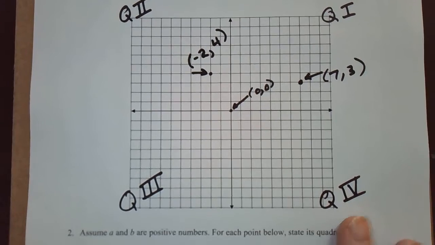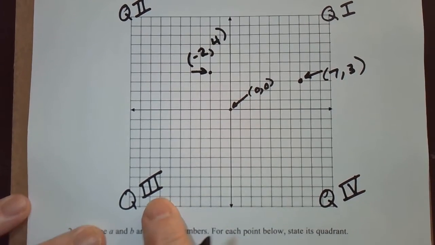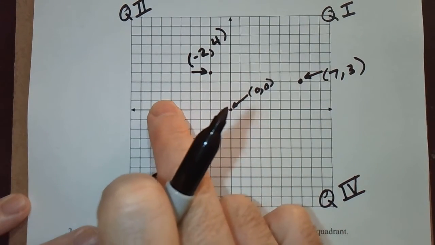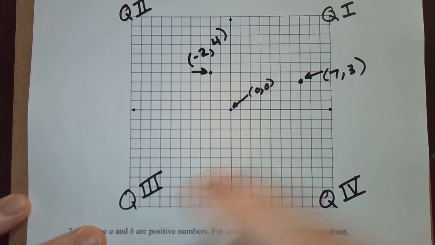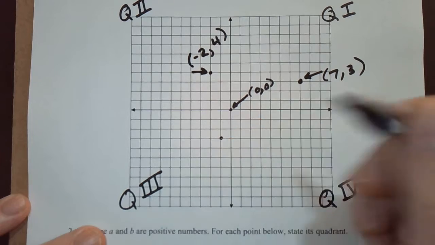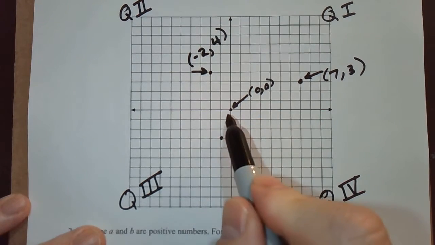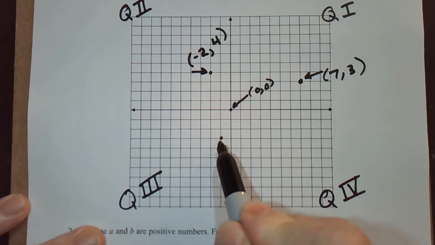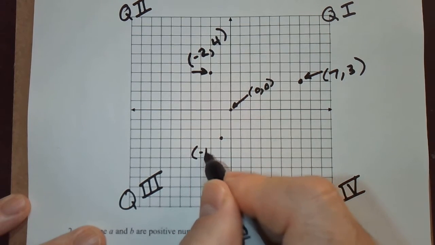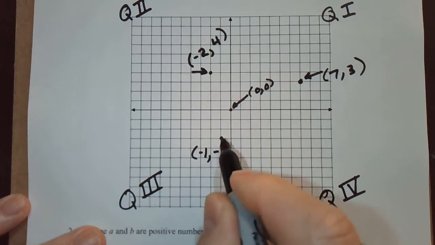Okay, now we go down to the quadrants 3 and 4. Quadrant 3, we're going to go to the left, which means x is negative, and we'll go down, which means y is negative. So let's just pick this point right here, where we go negative 1, go to the left 1, and then negative 3, down 3. So negative 1, negative 3 is that point right there.